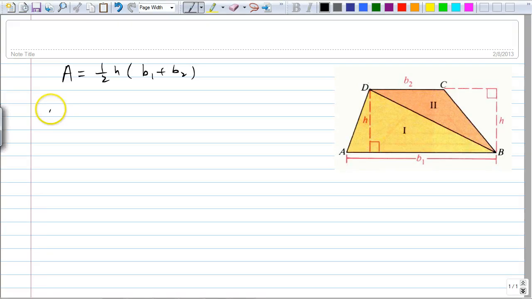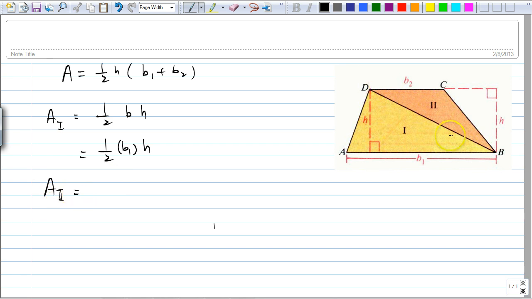Yeah. So let's look at A1. Let's start with the formula. Half times base times height. So let's plug it in. Half times. What's our base of this area 1? B1. What's the height? H. Okay, so that gives you half times B1 times H. Let's just leave it this way. That's fine.